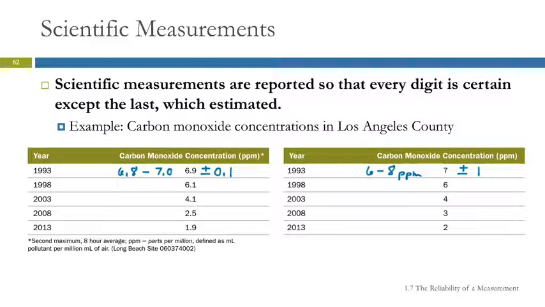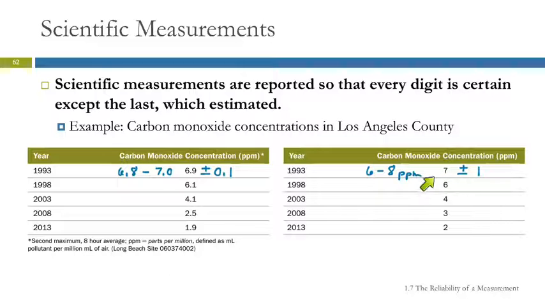So how the number is recorded is really important. And this is going to come up in lab when you make measurements of things. You need to write the number down in the correct way. You need to put enough digits in it. This table is giving a lot more information than this one.